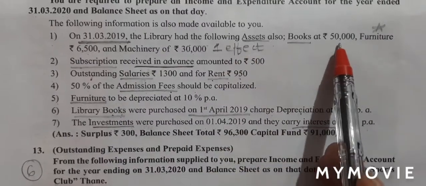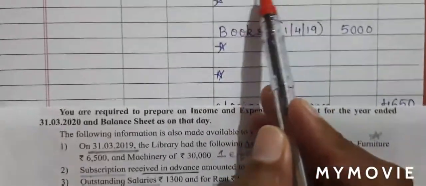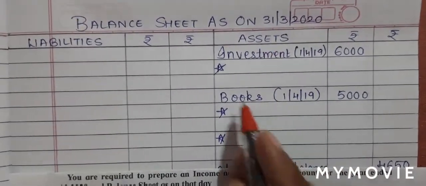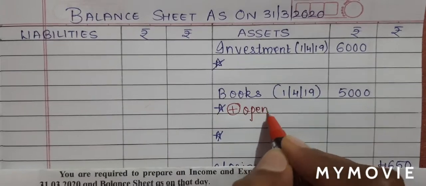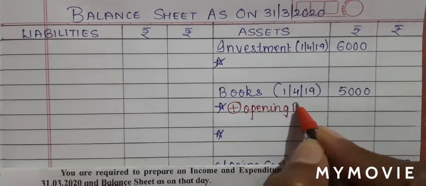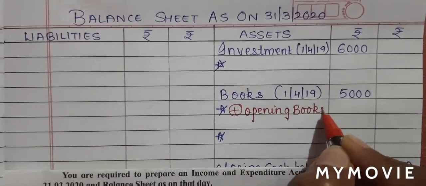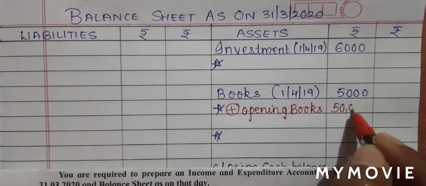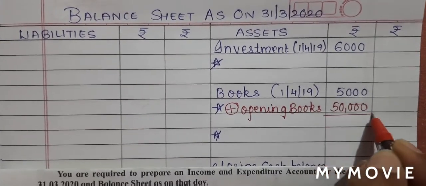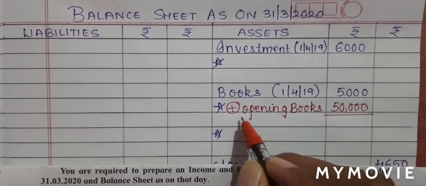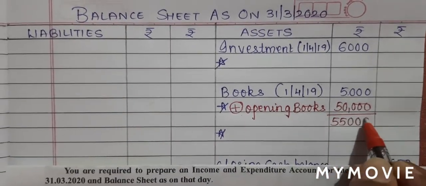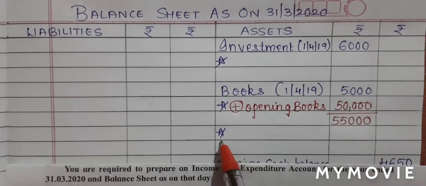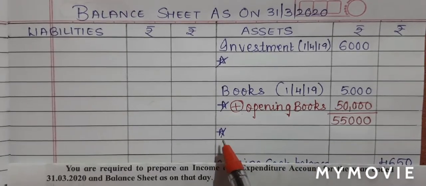Books at rupees 50,000 on the asset side. I will write add opening books rupees 50,000. I will add it. 5,000 plus 50,000 will be 55,000. I'll still write it in the inner column because there is one more star.